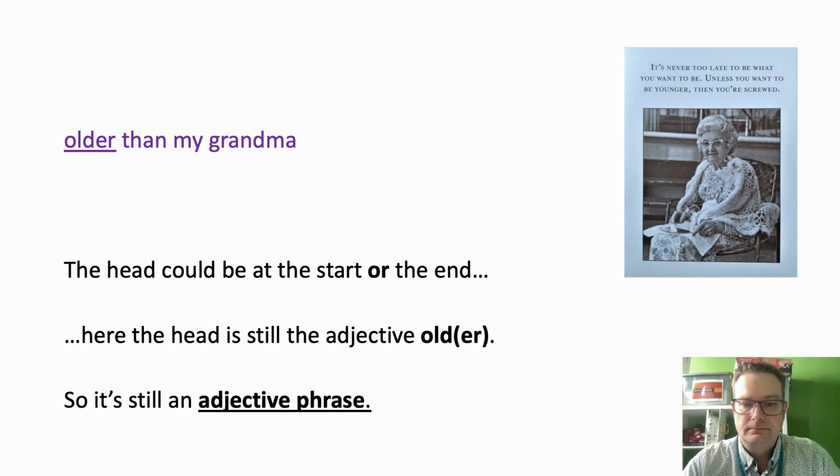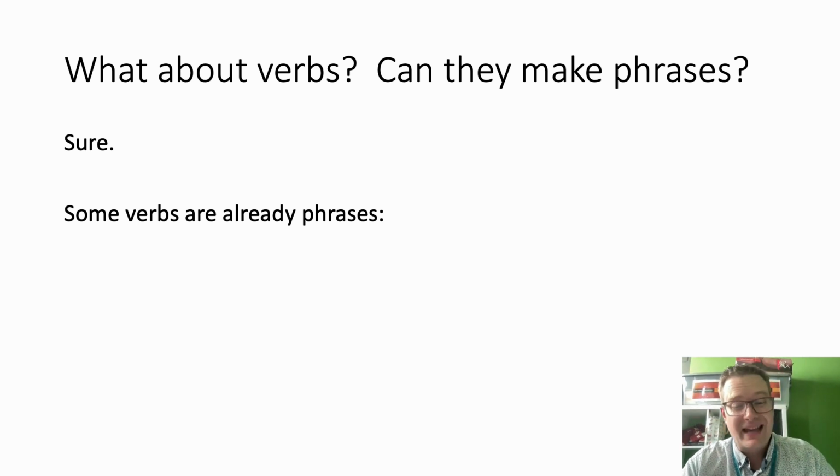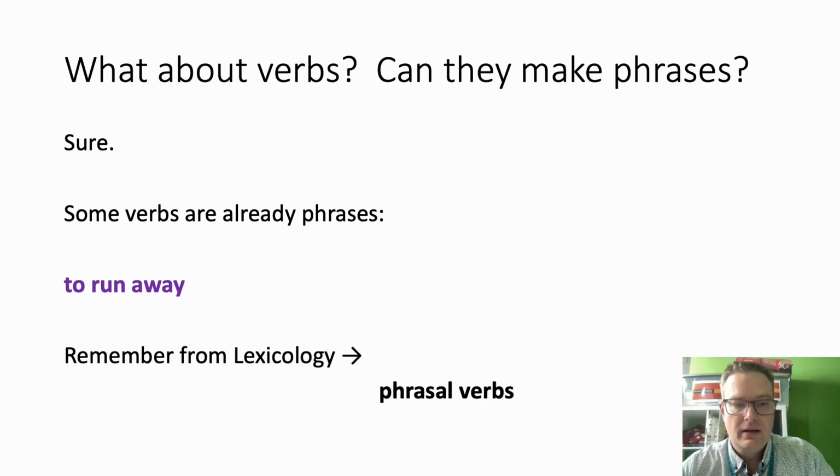Alrighty. What about verb phrases? Can we make a phrase with a verb in it? Because so far we've just had other things. No, absolutely you can. And some verbs are always phrases. Something like to run away. We talked about this. This is a phrasal verb because it's got more than one word in it. The key word there, the head, is run. And then the to and the away are helping fill out the whole thing.